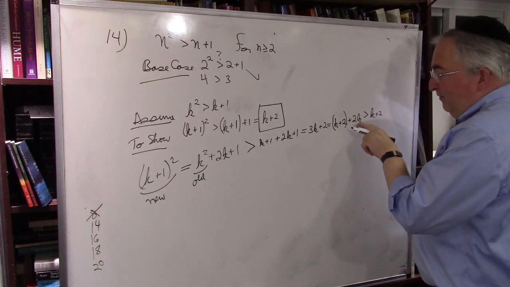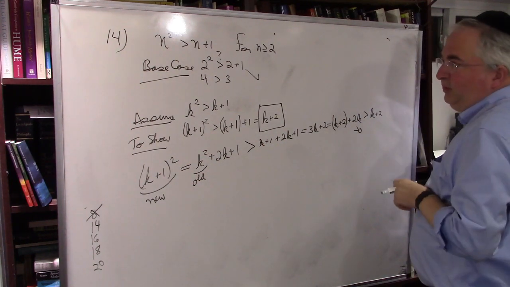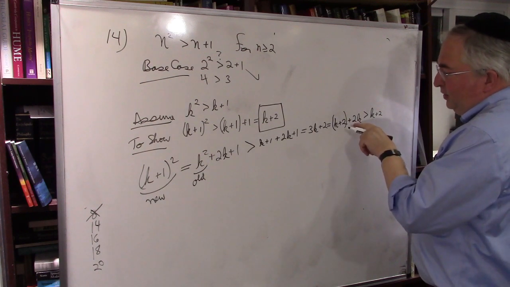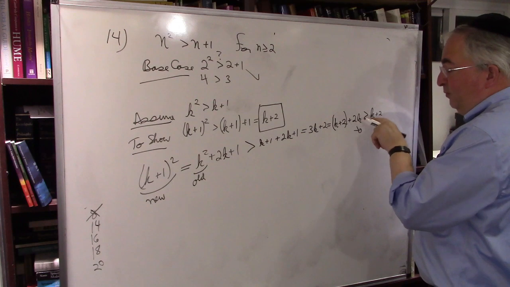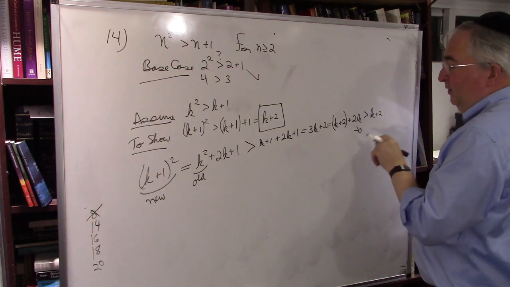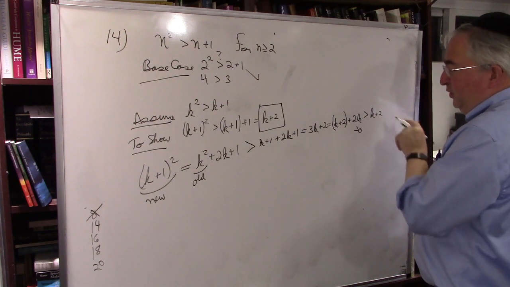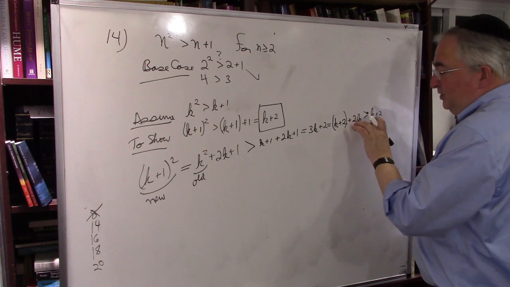Notice that even if k was 1, this would still be true. If k was 0, this would not be true. k plus 2 is not more than k plus 2 plus 0. k plus 2 plus 0 is not more than k plus 2. k has to be more than 1.